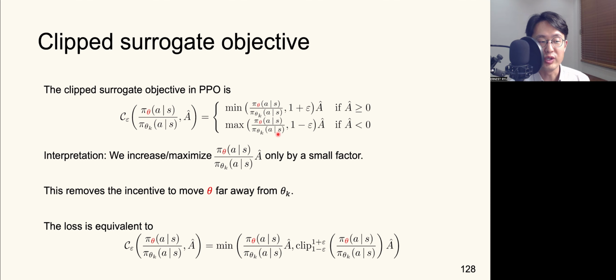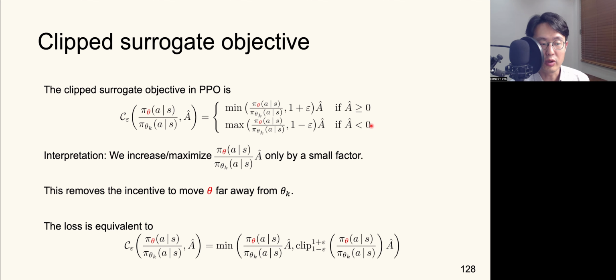When the advantage estimate is negative, that means it's a bad action, so we want to reduce this likelihood ratio. Again, at the beginning of this inner loop of training, this likelihood ratio is 1, and we want to decrease it. We can decrease it down to a factor of 1 minus epsilon, but there is no further incentive to decrease this likelihood ratio beyond 1 minus epsilon. Sometimes it does get reduced beyond that, but there's no incentive to do so.